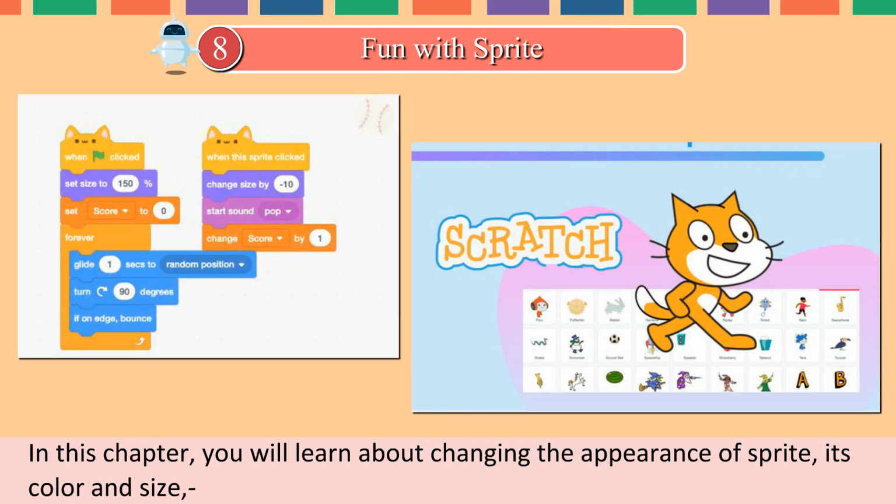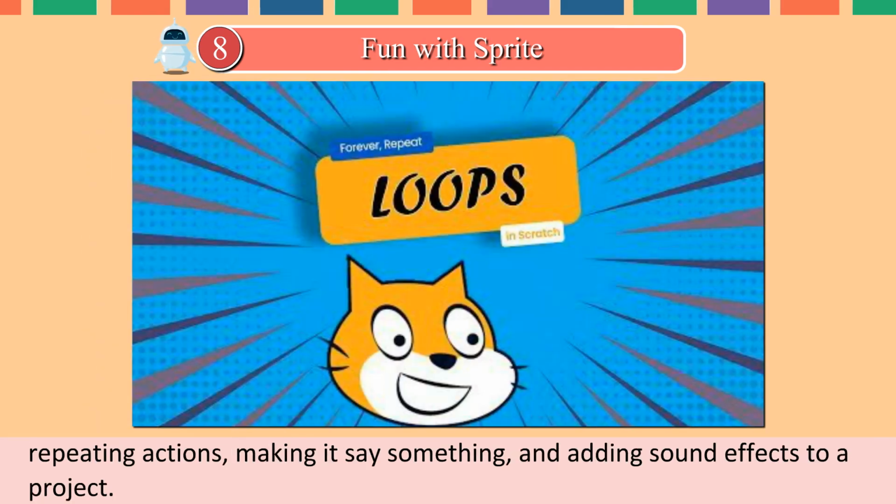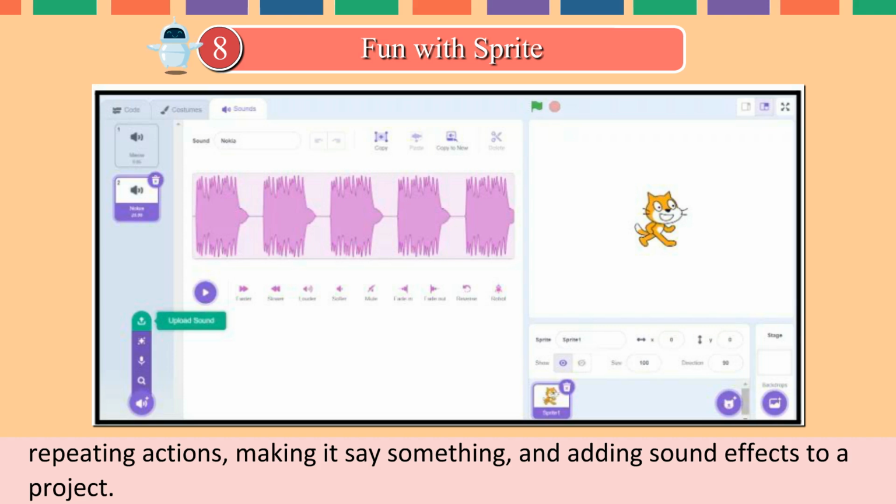In this chapter, you will learn about changing the appearance of a sprite, its color and size, repeating actions, making it say something, and adding sound effects to a project.